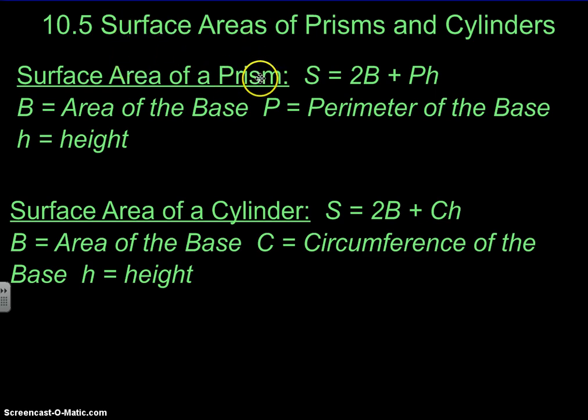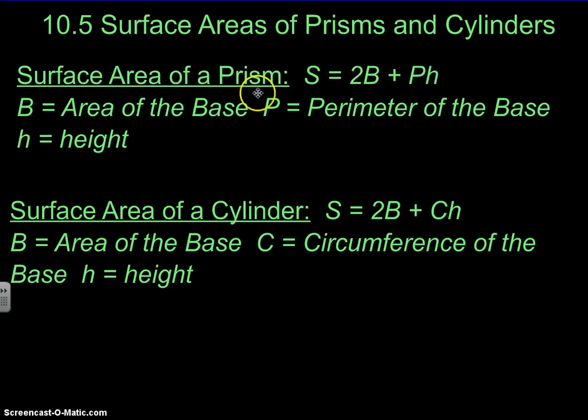That's basically a 3D shape, like a box or something like that. We'll have some shapes here in a second that we'll look at. But for the surface area of a prism, our formula is this. Surface area equals 2 times capital B plus capital P times H.